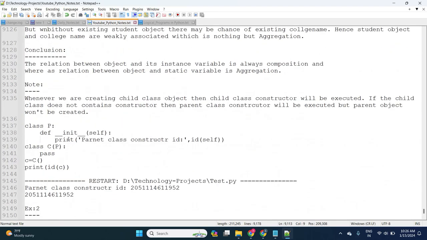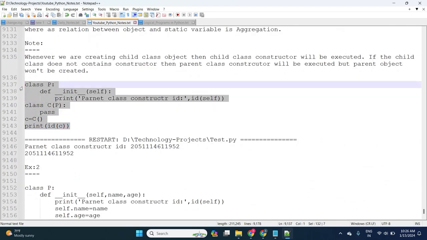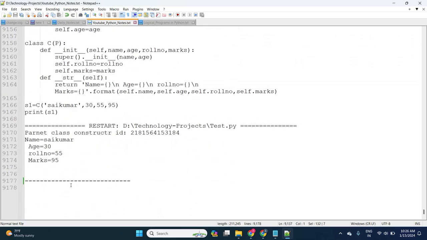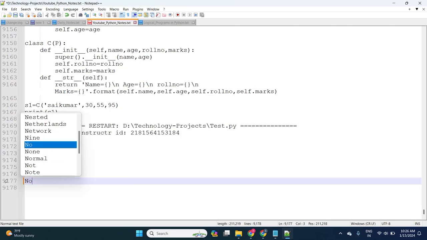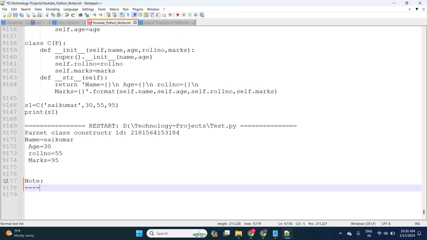Okay, so this is what we discussed with respect to the program. Now today we are going to discuss types of inheritance. But with respect to the above program, I want to add one more point. What is that?